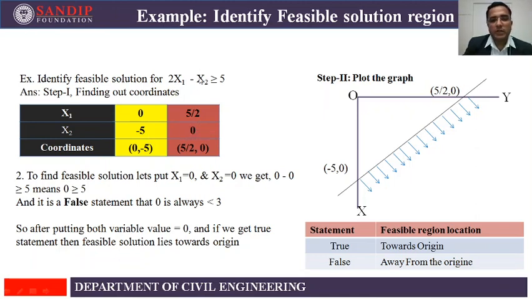In this equation, I am going to put x2 as 0. So the remaining value for x1, I will get 5 by 2. In this way, the coordinates I am getting are (0, -5) and (5/2, 0). So after getting these coordinates, then plot the graph. In step number 2, we have to plot the graph.